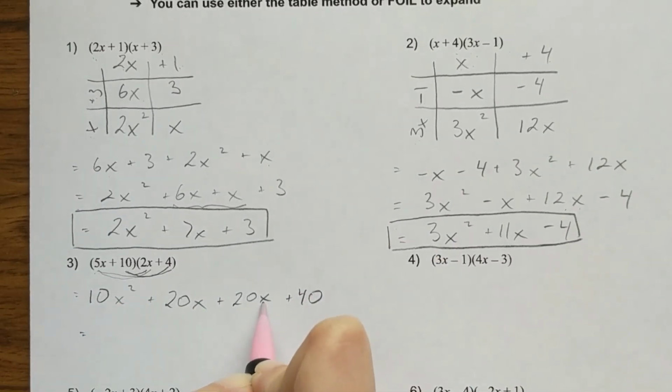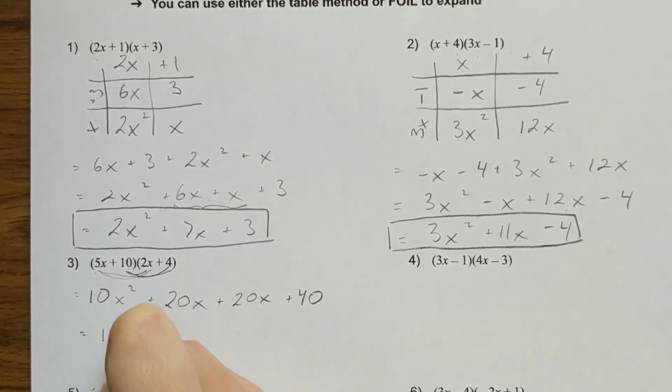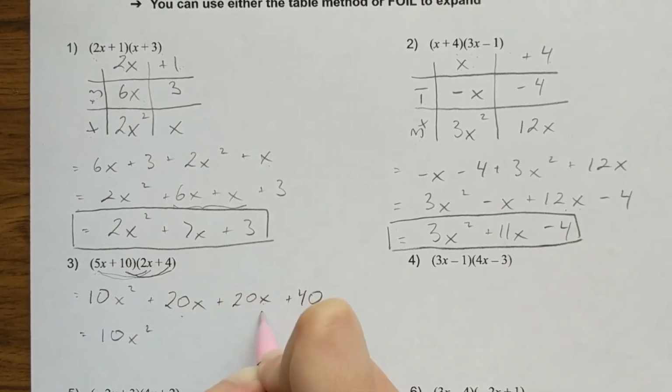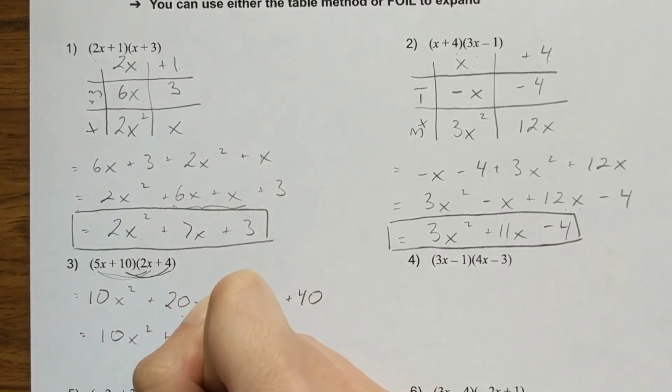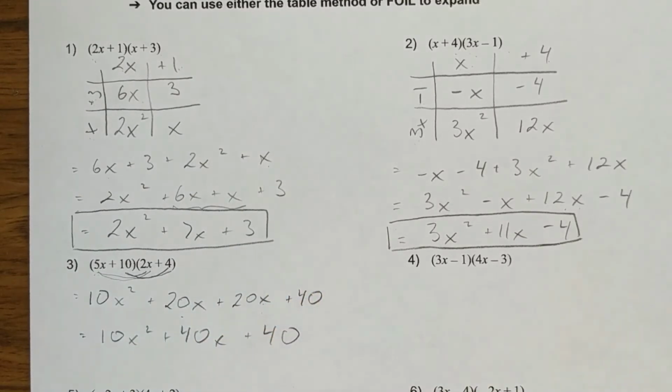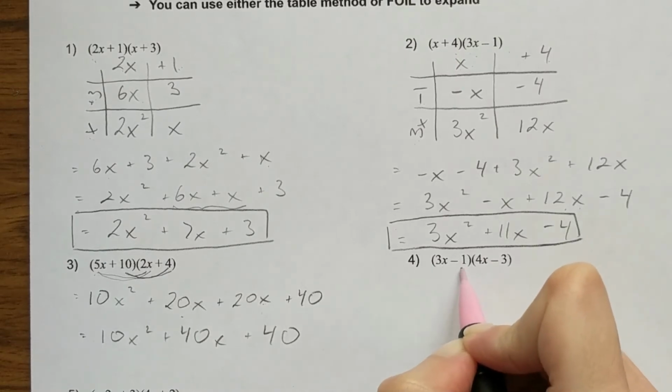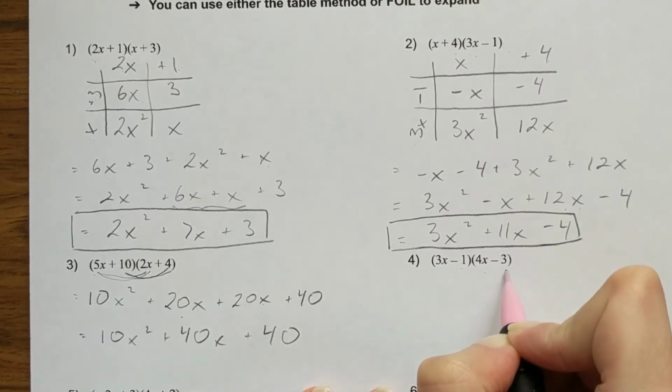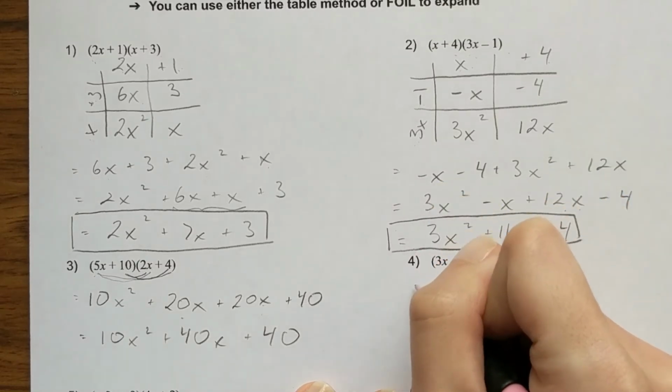I'm going to combine my middle two terms here because they are like terms, so I have 10x squared, 20x plus 20x is 40x, and then plus 40. Okay, let's look at our next example here. 3x minus 1 times 4x minus 3. I'm also going to use the FOIL method here.